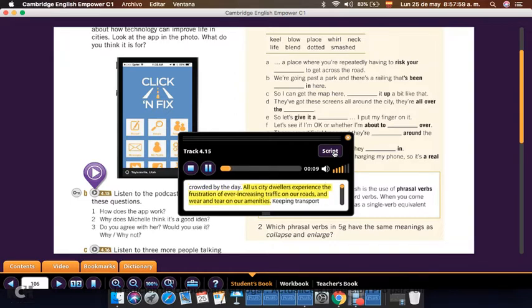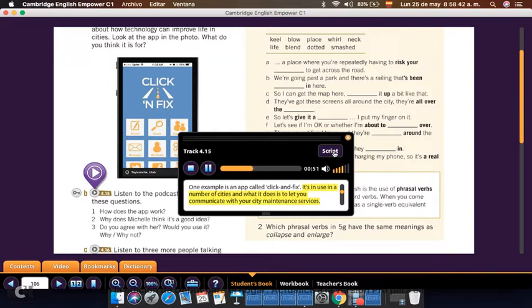Cities around the world are growing more crowded by the day. All us city dwellers experience the frustration of ever-increasing traffic on our roads and wear and tear on our amenities. Keeping transport moving and public amenities functional is an ongoing problem the folks who run our cities have to deal with. With an estimated 5 billion inhabitants of the world's cities by 2030, the challenge has never been greater. So, today, many major cities around the world are looking to mobile technology for their solutions. And there are a handful of products out there already that are aimed at helping to optimize the way we live in cities. One example is an app called Click and Fix.